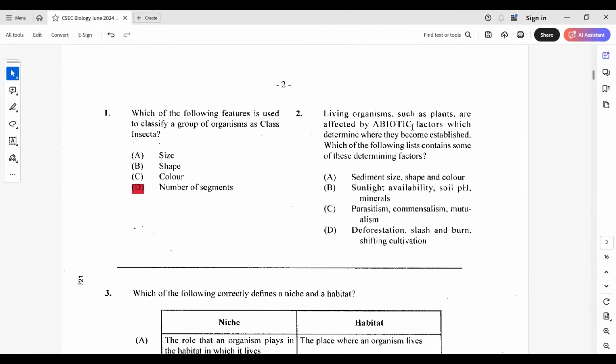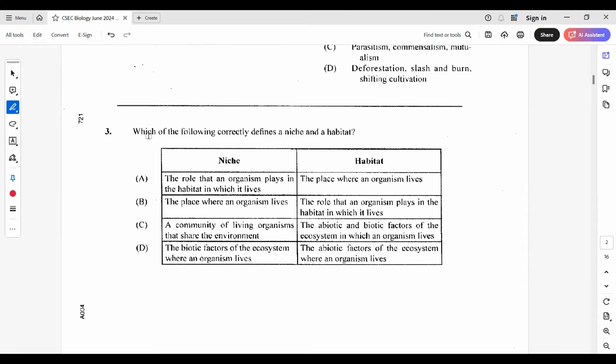Question 2, living organisms such as plants are affected by abiotic factors which determine where they become established. Which of the following lists contains some of these determining factors? From reading through the list, abiotic factors are physical factors. They are not living factors. So they are non-living factors. So you definitely want to go with sunlight availability, soil pH, and minerals, because it is plants that we are talking about, right? It said such as plants.